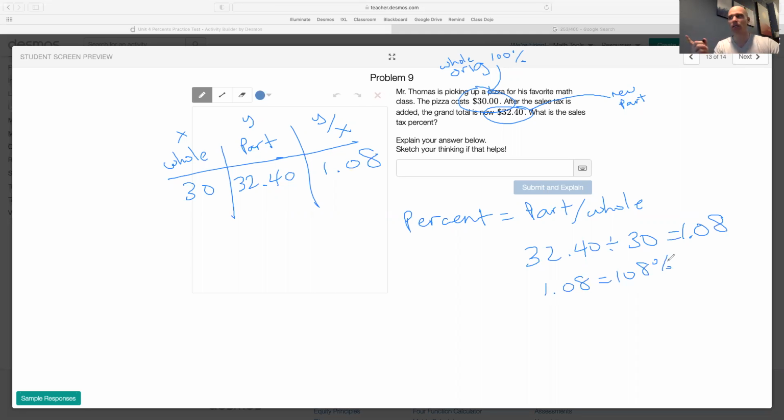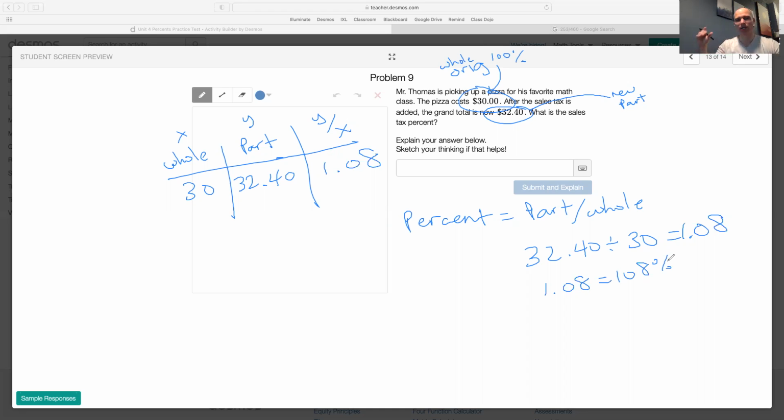But you don't want to say that the percent increase here, or the sales tax in this case, was 108%. That would be a ridiculous amount of sales tax. And also, that doesn't make any sense. If you increase something by 100%, that's the same as doubling it. So if the percent increase here, the sales tax, was 108%, then that original $30 would have had to have been like $65 at the end.